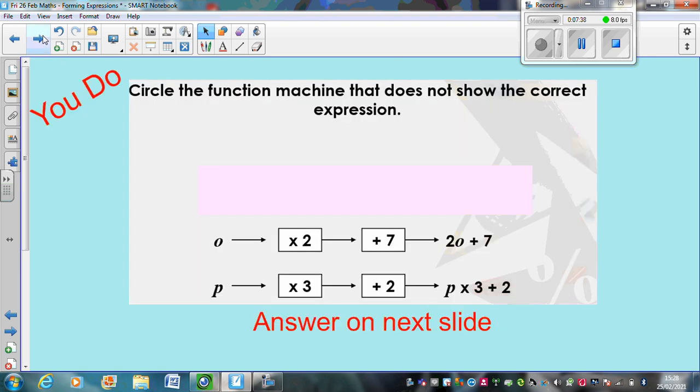So, circle the function machine that does not show the correct expression. Which one of these 2 below does not show the correct expression? Pause now and have a look.